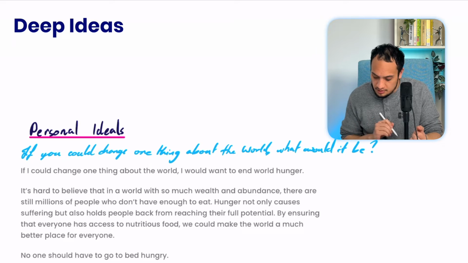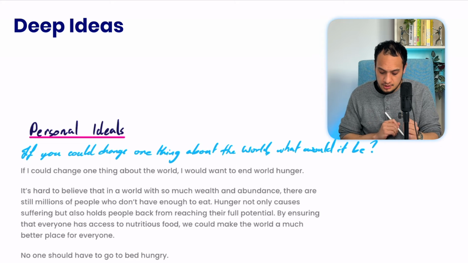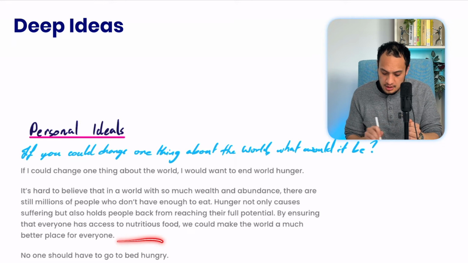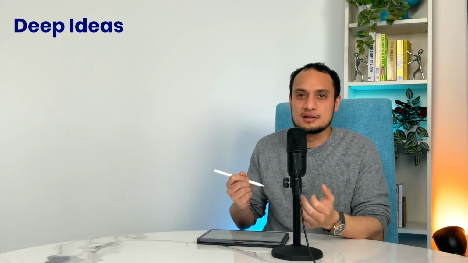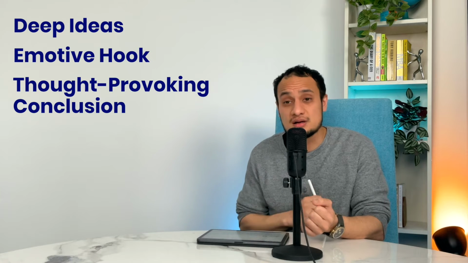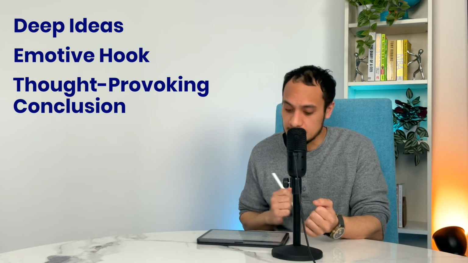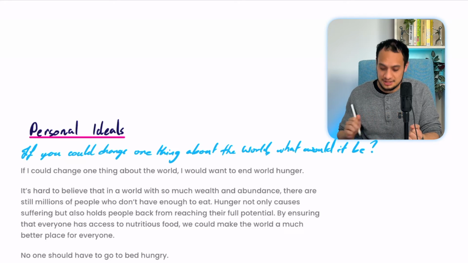We can make the world a much better place for everyone. No one should have to go to bed hungry. I think that sentence is an emotive hook that you've got at the end, which makes someone think. It's a thought-provoking last sentence. So that's a nice thing to have in your piece of writing. Let's move on to the next section.